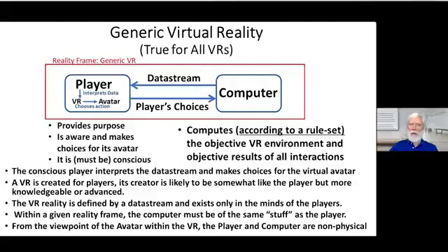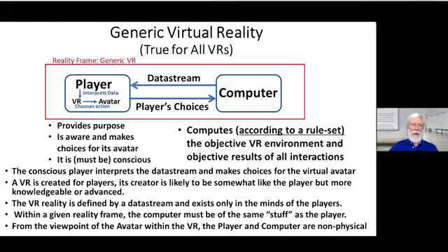Okay, so the creator is likely to be somewhat like the player, but more knowledgeable or advanced. Okay, that's the creator of the VR. Now, the VR reality is defined by a data stream and exists only in the minds of the players. Notice that up here in the box called player, the player gets the data stream and interprets it to be the virtual reality. That virtual reality is an interpretation of the player and therefore only exists in the player's mind. Okay, the VR exists only in the player's mind.